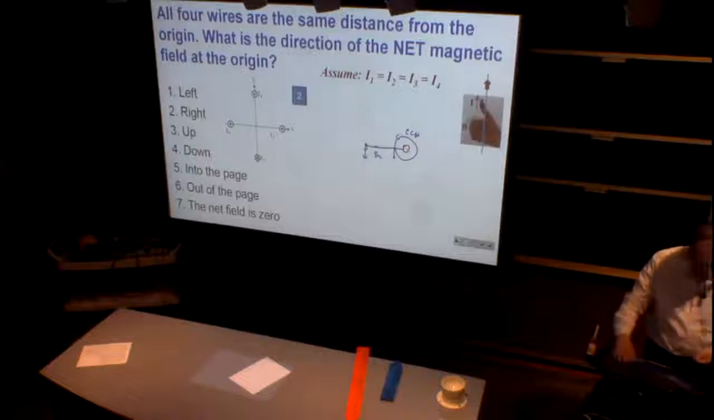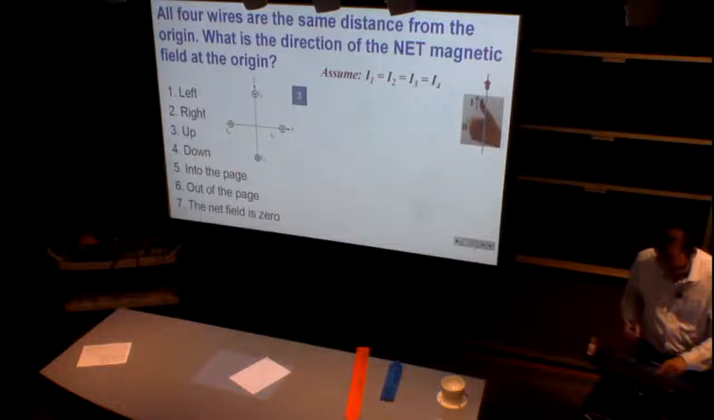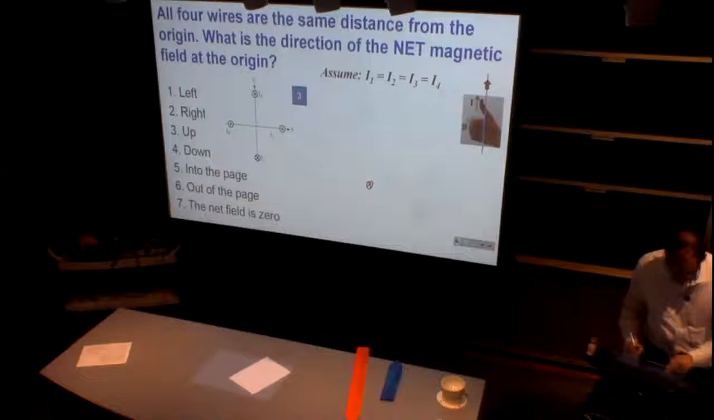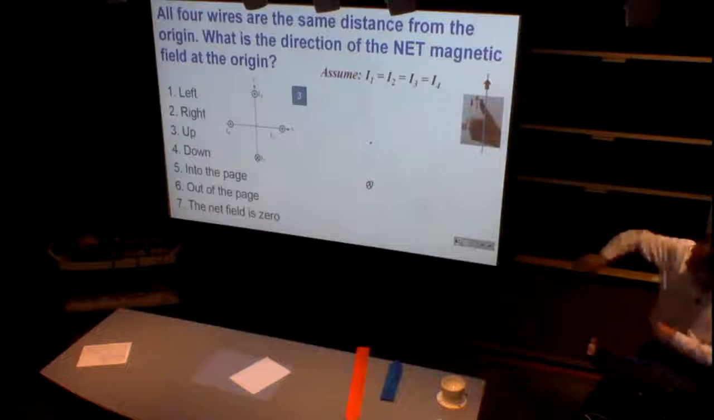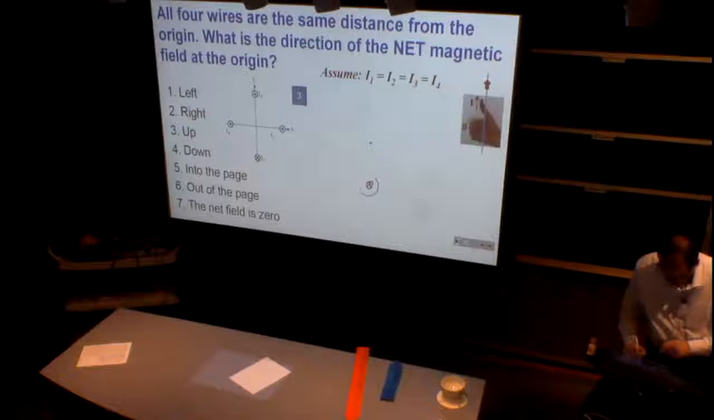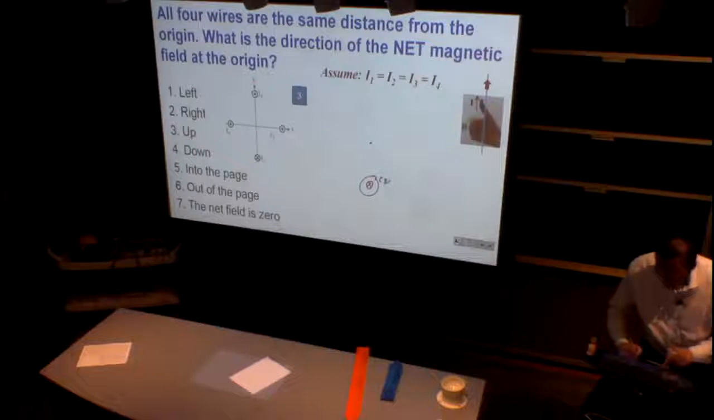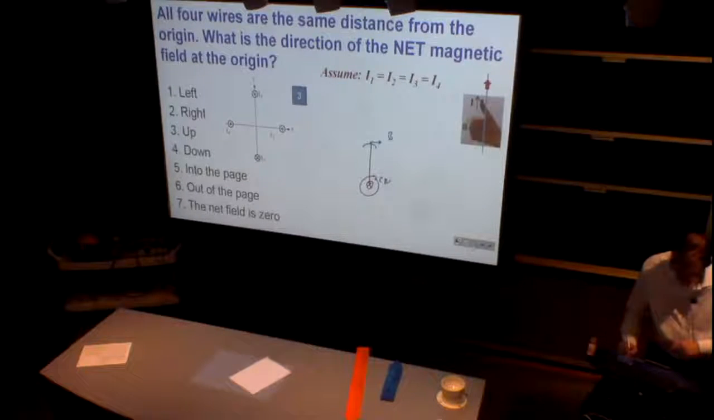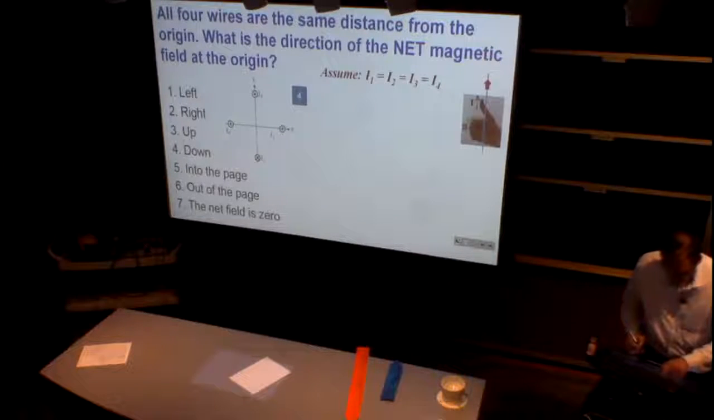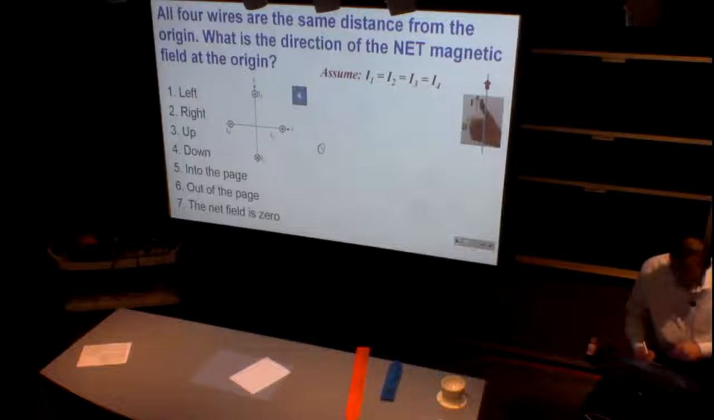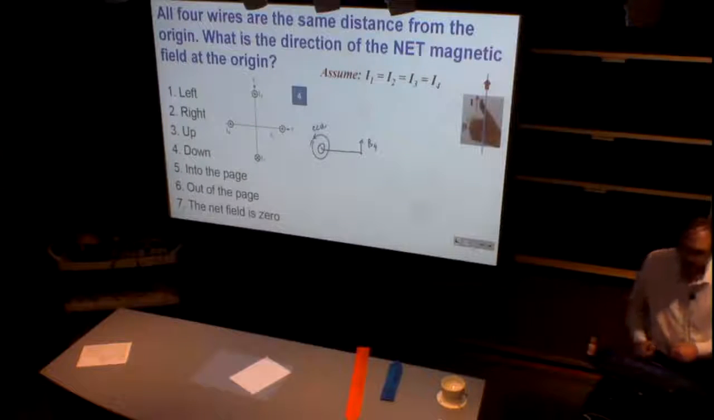So now, number three. It points into the screen, same location, but now it's above. Now, the right-hand rule says that magnetic field lines will be clockwise. So if I draw perpendicular, the arrow should point to the right. That's B3. And the last one. Four arrows.